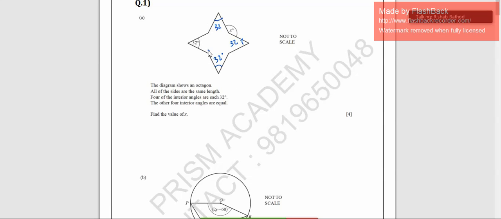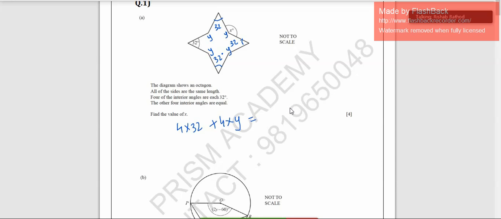So let's name them x, x. Oh, sorry. X is already given as a variable, so we use y. So let's say 4 times 32 plus 4 times y will give you the sum of angles.